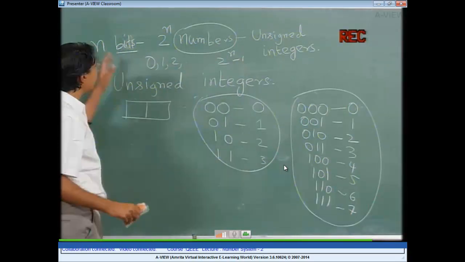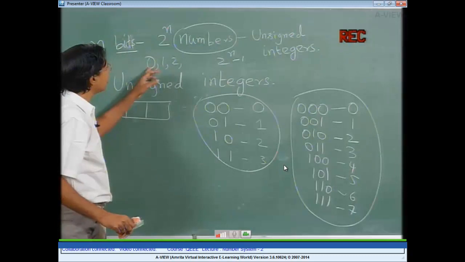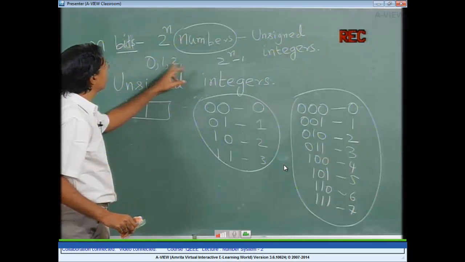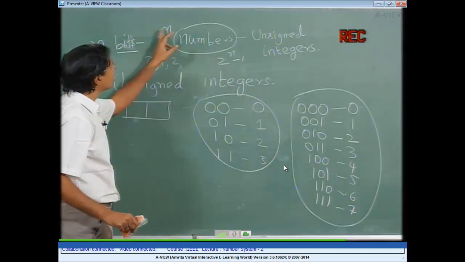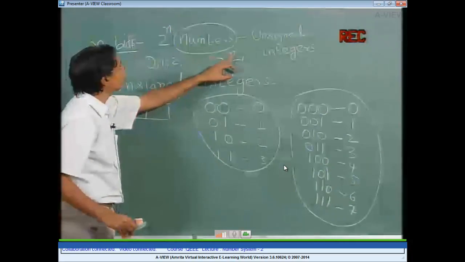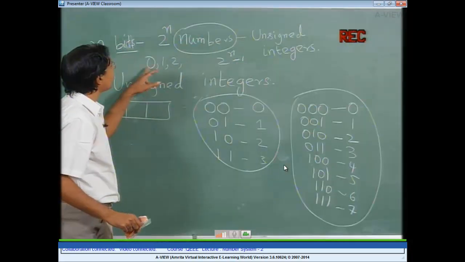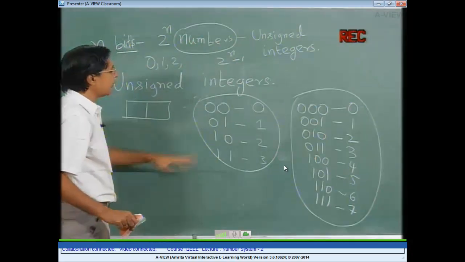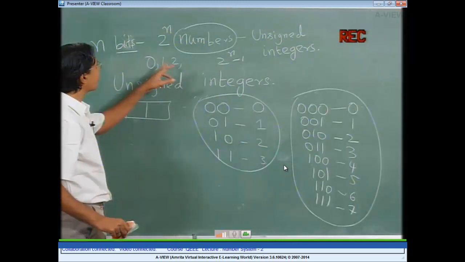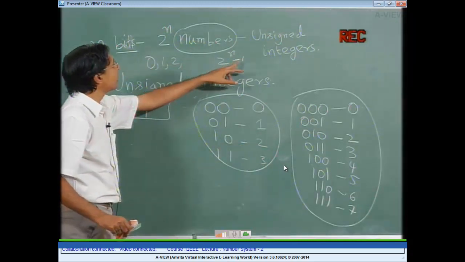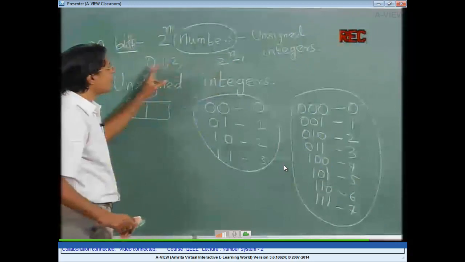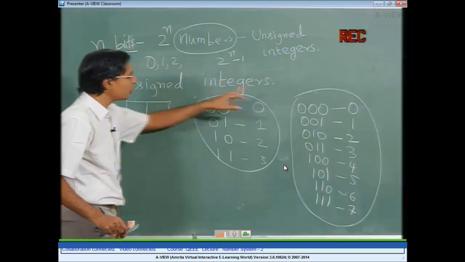For example, when n is 2, this is 2 power 2 minus 1, which is 3, so I can represent from 0 to 3. When n is 3, this is 2 power 3 minus 1, which is 7, so I can represent from 0, 1, 2 to 7.